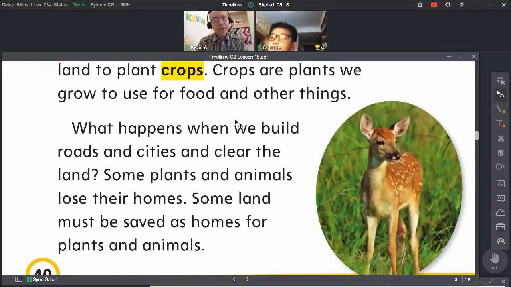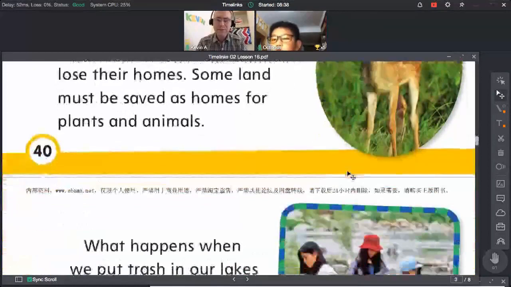Okay. What happens sometimes, though, when we clear the land for crops? What happens to animals like this deer here? The deer will lose its home. Yeah, so sometimes that happens. We build things and now animals have no place to live. It's sad. Yes.